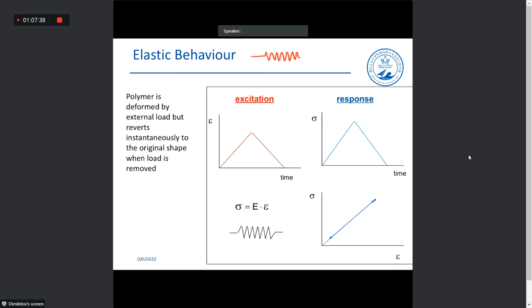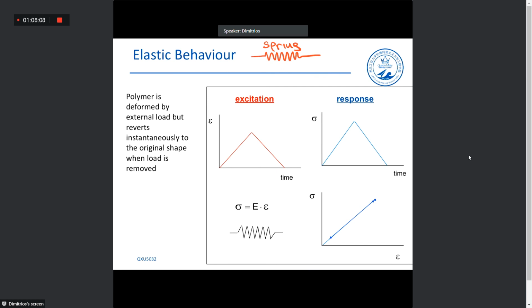As we saw already in the previous class and today as well, when we model the mechanical properties of polymers, we approximate the mechanical properties with combinations of springs and dashpots. So for elastic behavior, the polymer is deformed, but because of its elastic behavior, the polymer reverts instantaneously to the original shape when the load is removed.